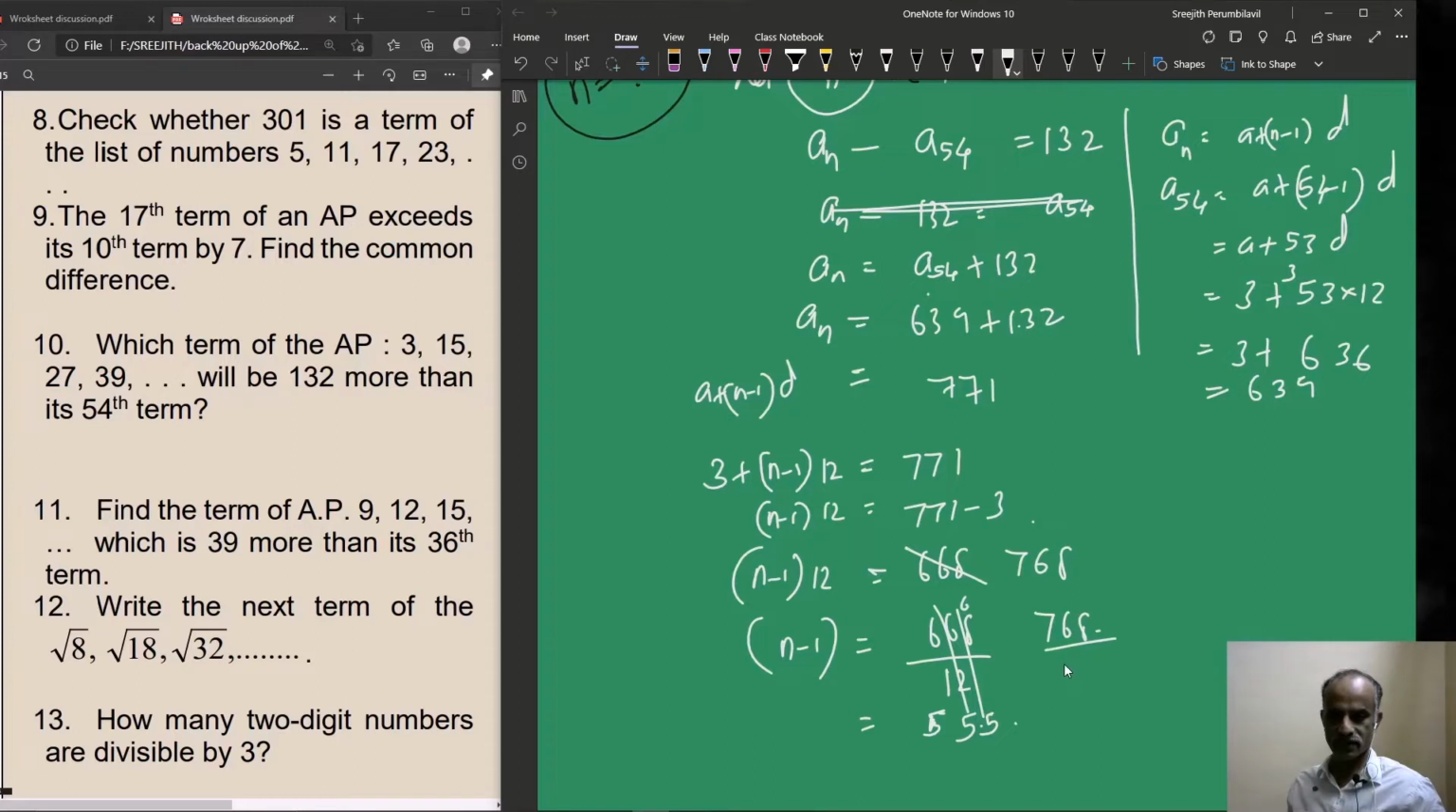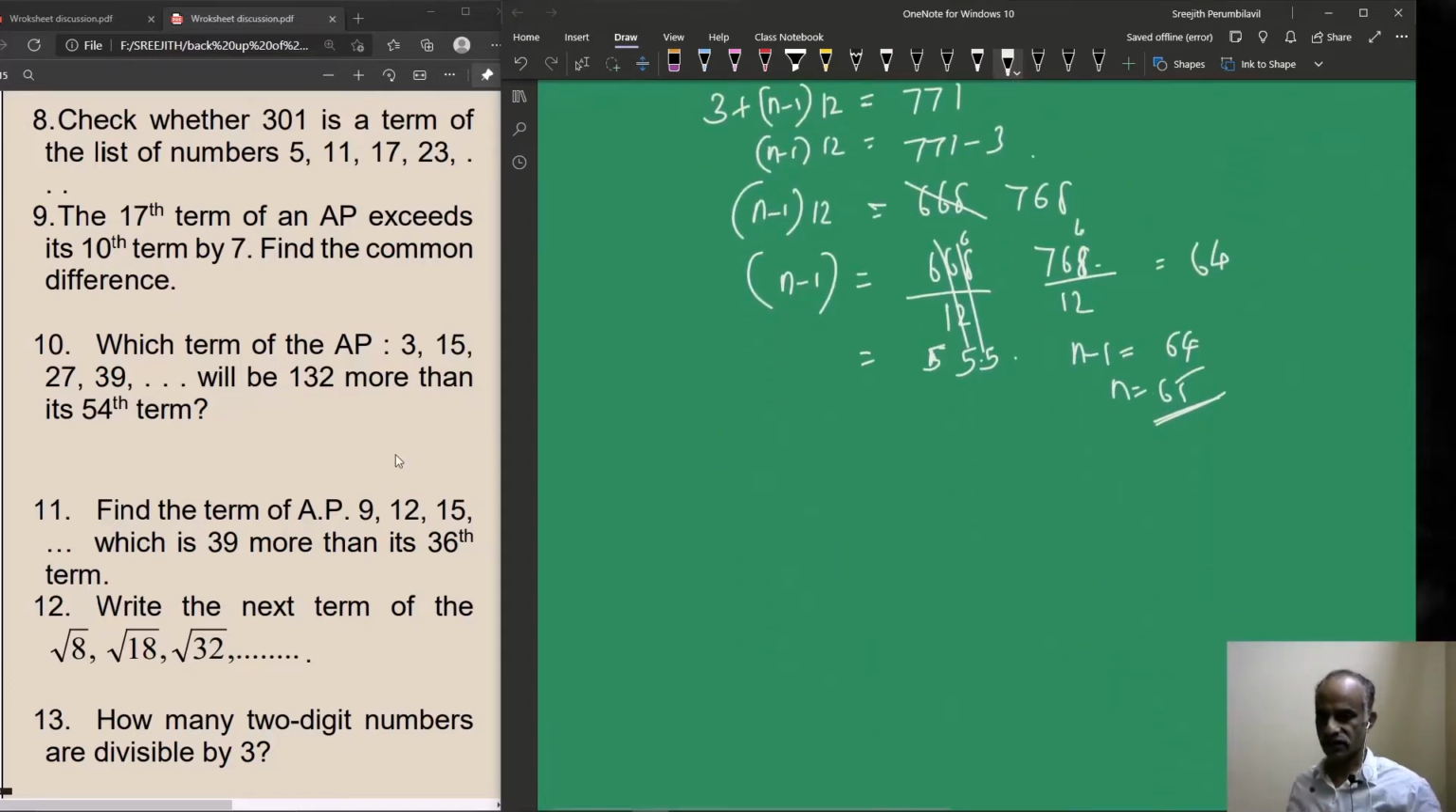768 divided by 12, that is 64. N minus 1 is equal to 64 and n is equal to 65. The nth term is 65.